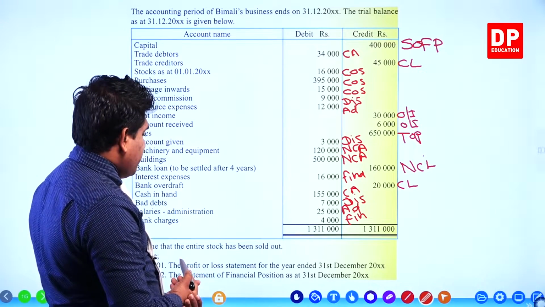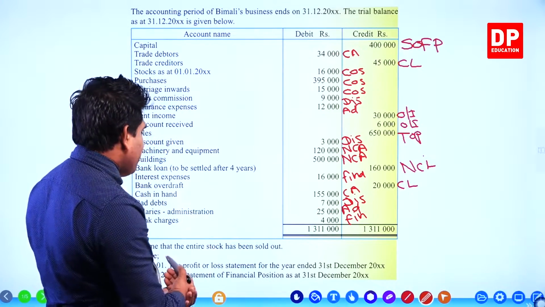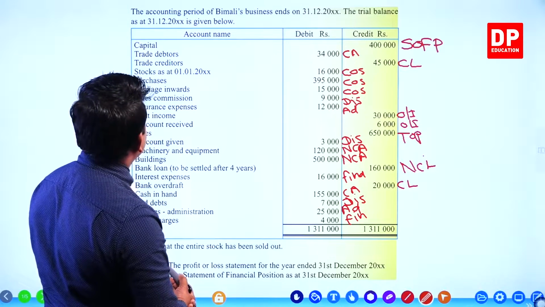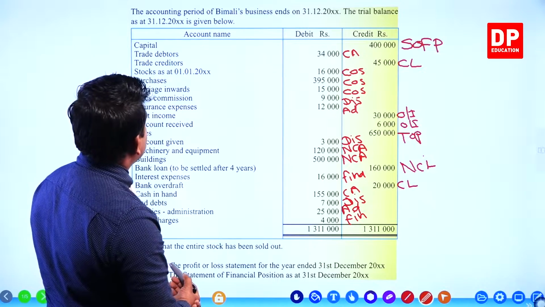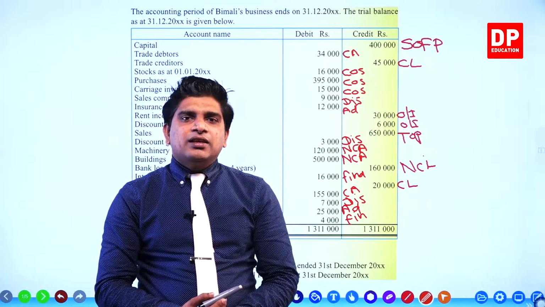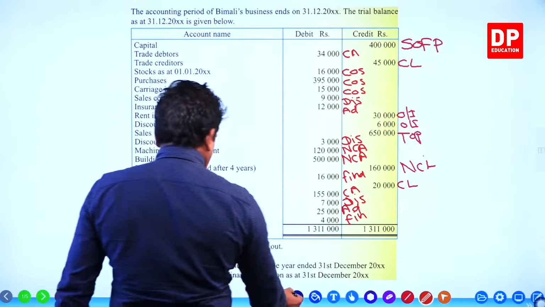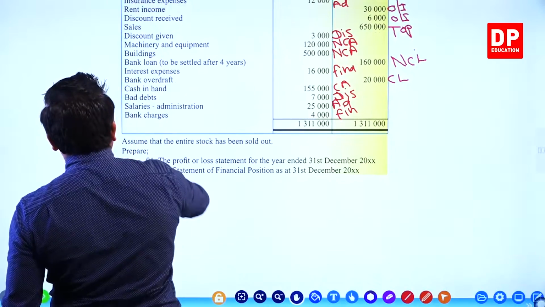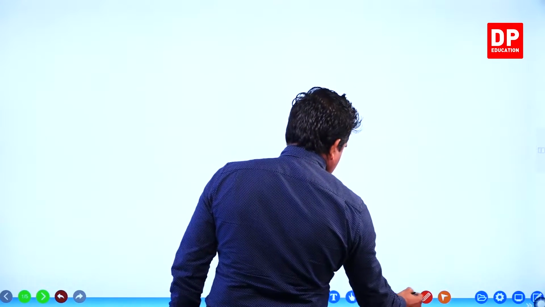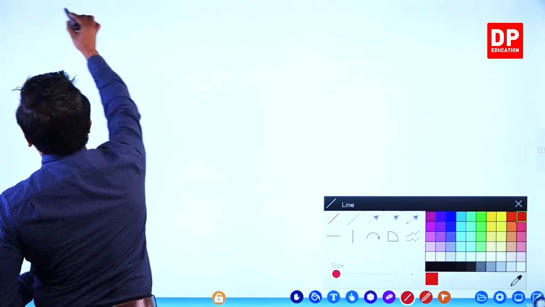Finally, what they expect? The profit or loss statement for the year ended 31st December 20 blah. Blah means 2020 any year, right? The statement of financial position, right? That thing. Now we can do this one. They expect profit and loss statement and statement of financial position, right? Now you can draw. I think you can draw with me, right? When I finish the question, at the same time you can finish when you do with me, right?